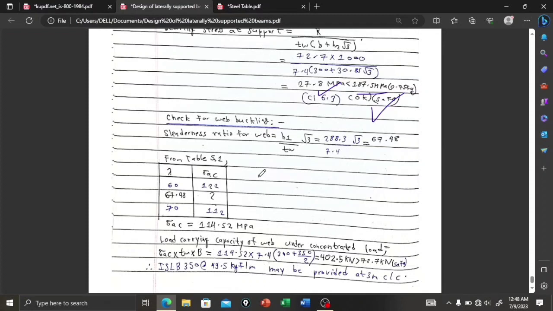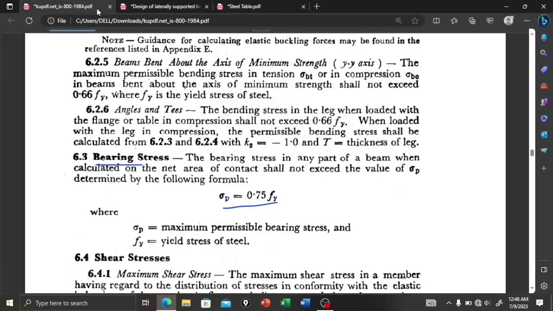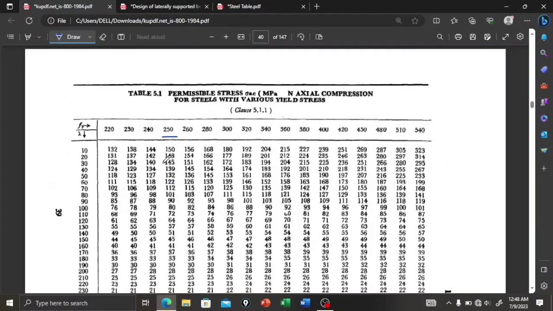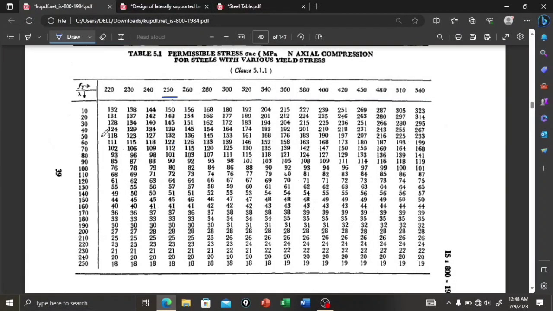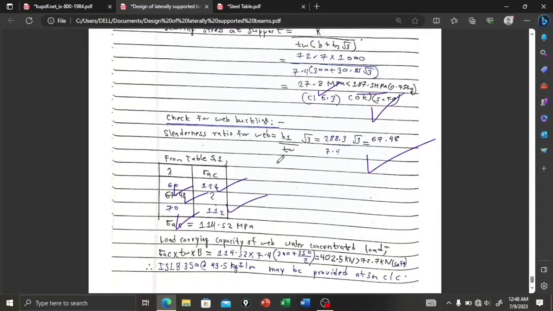Now check for web buckling. For web buckling, slenderness ratio is S1 root 3 upon TW, that is 288.3 divided by 7.4 root 3, which is 67.48, which lies between 60 and 70. From table 5.1, for 250, for 60 it is 122, for 70 it is 112. Sigma AC from interpolation is 114.52 megapascal.